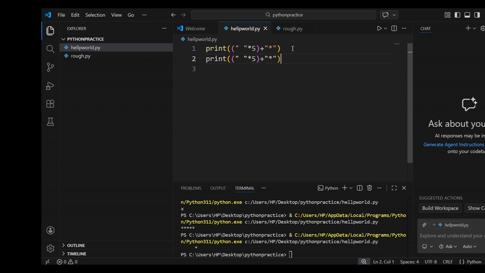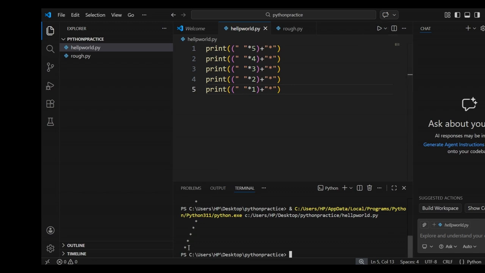Okay, so the pattern is found in this way: 4, 3, 2, and if you do 1, now when you see it, you can see that a certain pattern is forming. Okay, this is the pattern which we want to solve in this problem.